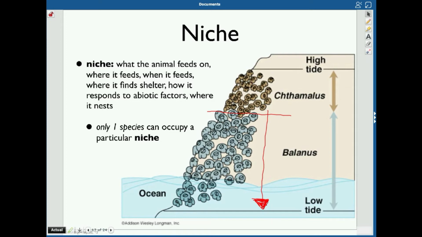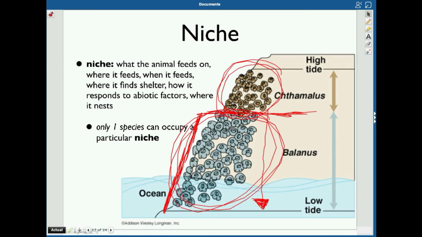So when the two of them are in the same environment, Balanus is going to get what you would consider the sweet spot or the best location right down here, where you've got more water and stuff like that. That's where Balanus is going to hang out because they're a superior competitor to Chthamalus. But Balanus cannot live above this mean water line, and so Chthamalus hangs out up there. So Chthamalus's niche, when they're together, ends up being up here, and Balanus's niche ends up being down here when they're together.